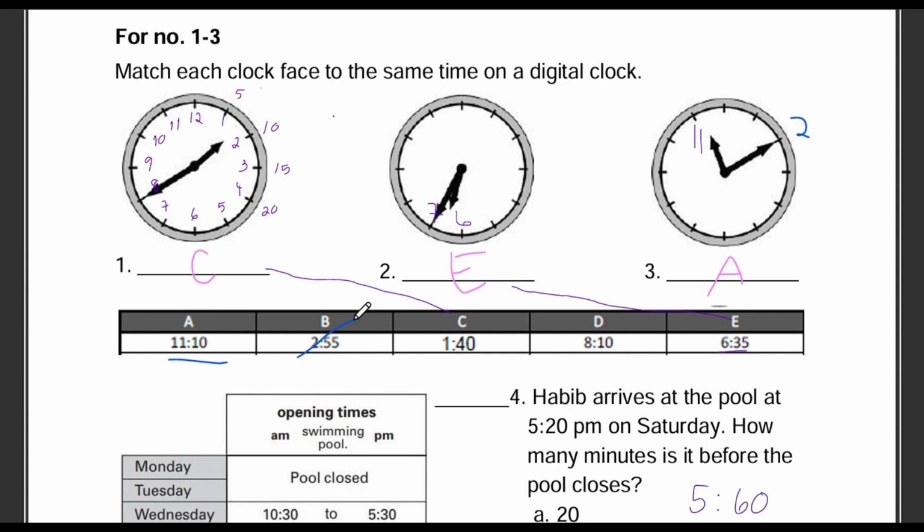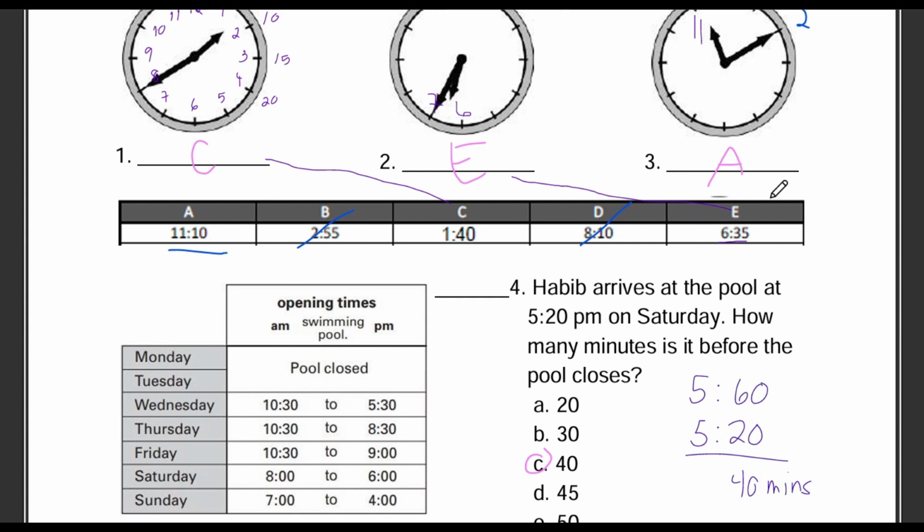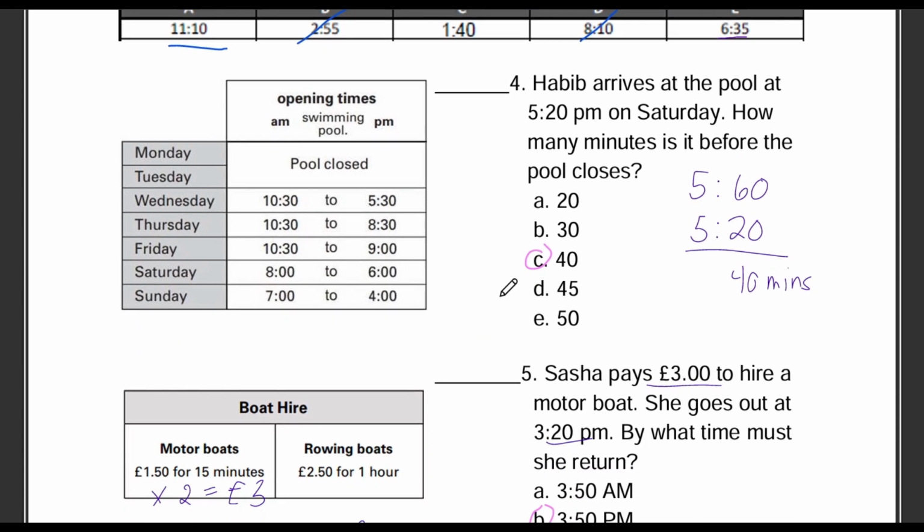B. 2:55 would mean the hour hand is nearly at the 3, and the minute hand would be pointing at the 11. C. 1:40 would have the hour hand a little past the 1, and the minute hand on the 8. D. 8:10 is not correct because the hour hand would be a little past the 8 and the minute hand on the 2. E. 6:35 would have the hour hand quite a bit past the 6 and the minute hand on the 7. All right, let's move on to question 4.